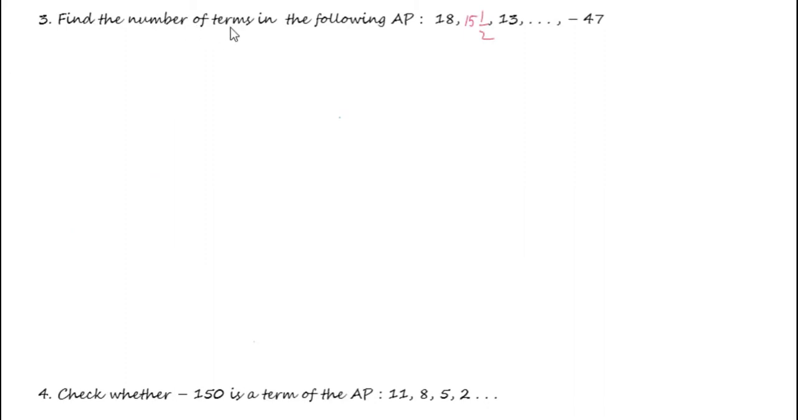Find the number of terms in the following AP: 18, 15 and half, 13, and the last term is minus 47. You have to find out n. Now A, the first term, is 18. Common difference is 15 and half minus 18. This is minus 2 and half. I will write it as minus 5 by 2.